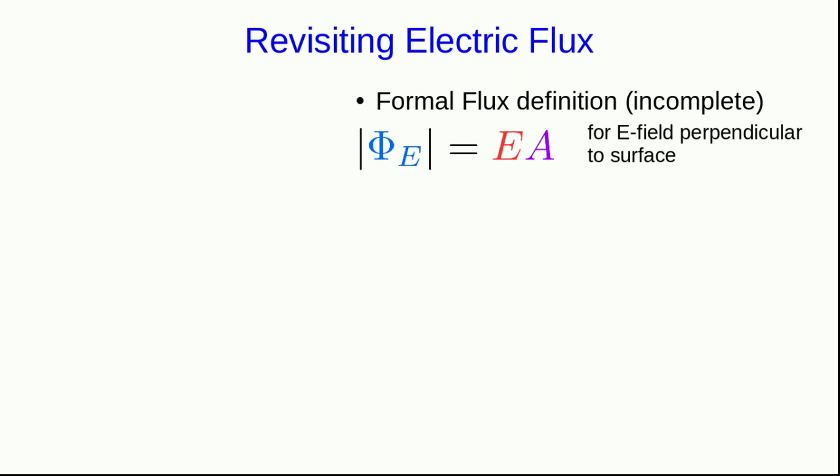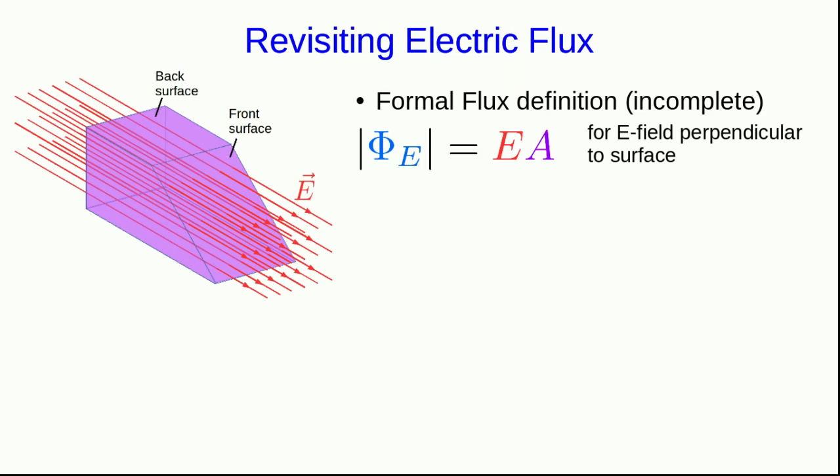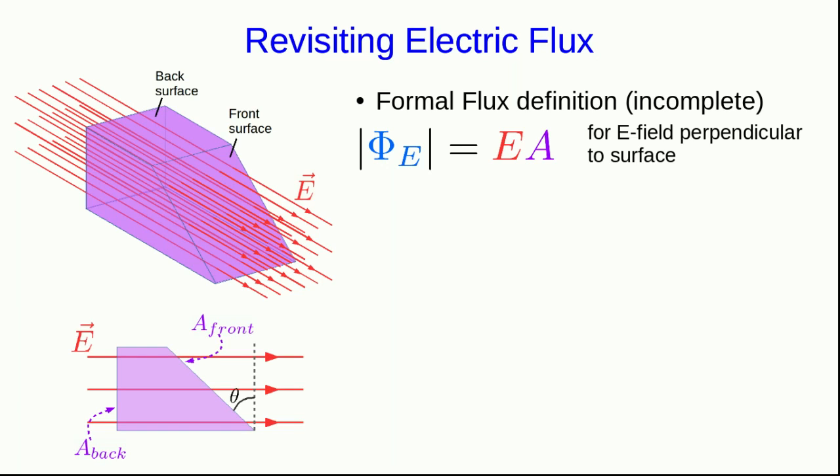Well, to figure out the angle dependence, I'm going to think about the flux through a rather odd shape. Here is the shape. It's sort of a trapezoidal prism. So there's a back surface and a front surface. There's a constant E field in this region, and it's passing into the back surface and out of the front surface. And note in particular that the back surface is perpendicular to the field.